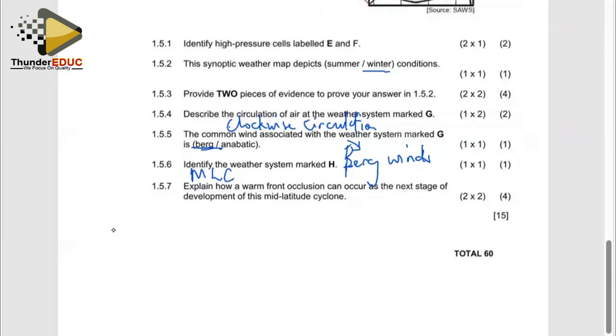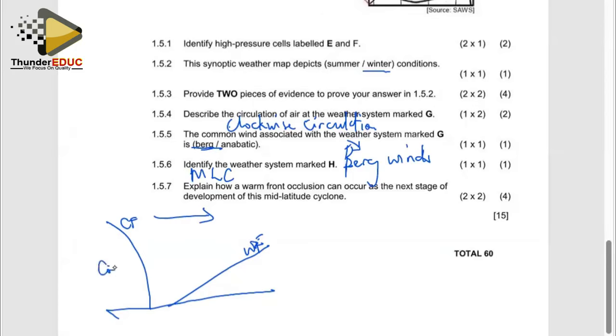When an occlusion happens, remember, we have a cold front and we have a warm front, like this. In our weather system, this is our cold front and this is our warm front. And remember, our weather system moves from west to the east. So for the reason that there is cold air here, and there is warm air here, and this is cold air again. So the cold front moves faster, this one.